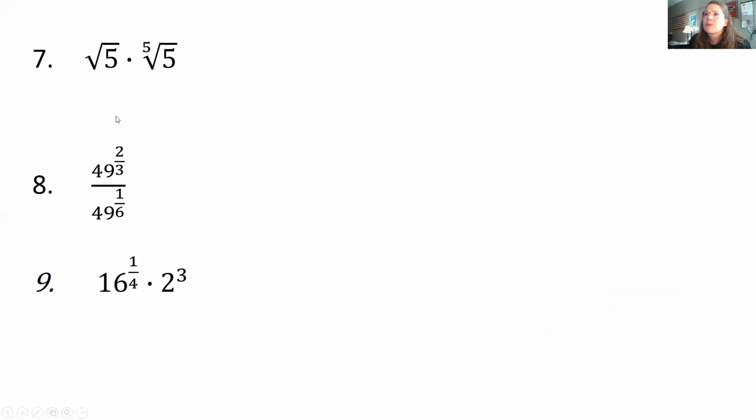All right, so number 7, we have two numbers that are being multiplied. So let's write them in their exponential form, and then see what happens. So we know the square root of 5 is the same thing as 5 to the 1/2 power. So the square root of 5 is 5 to the 1/2 power times, what would this be? Our exponent under the radical is a 1, so that 5 becomes the denominator. So 5 to the 1/5 power. Right? So these two bases are being multiplied. What do we do with their exponents?